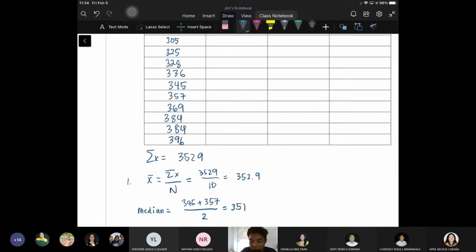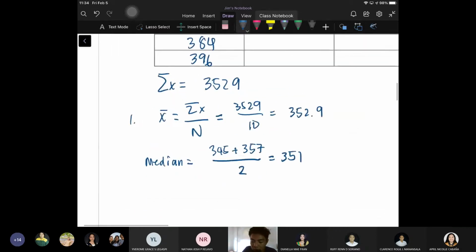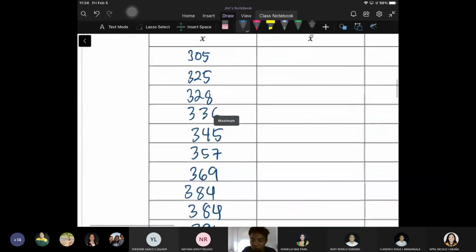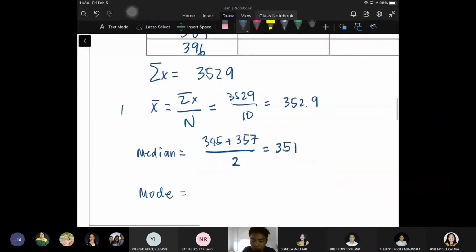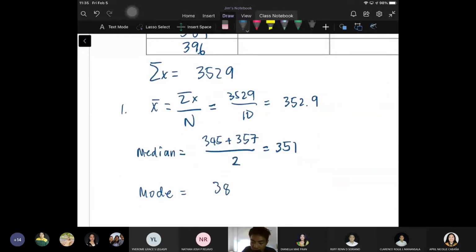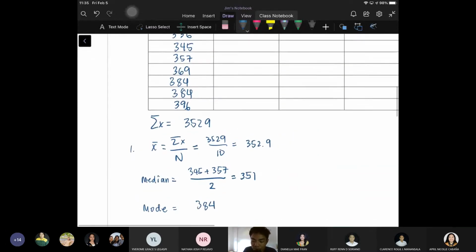Okay. What's next? Mean, median, and mode. When you say mode, this is the number that is frequently repeated sa ating measurement. So by just observing them, obvious naman that 384 will be our mode kasi it is the only number repeated twice, di ba? So siya na yung mode, no? 384. Okay, so yan, we get the central tendencies na. Mean, median, mode, no?